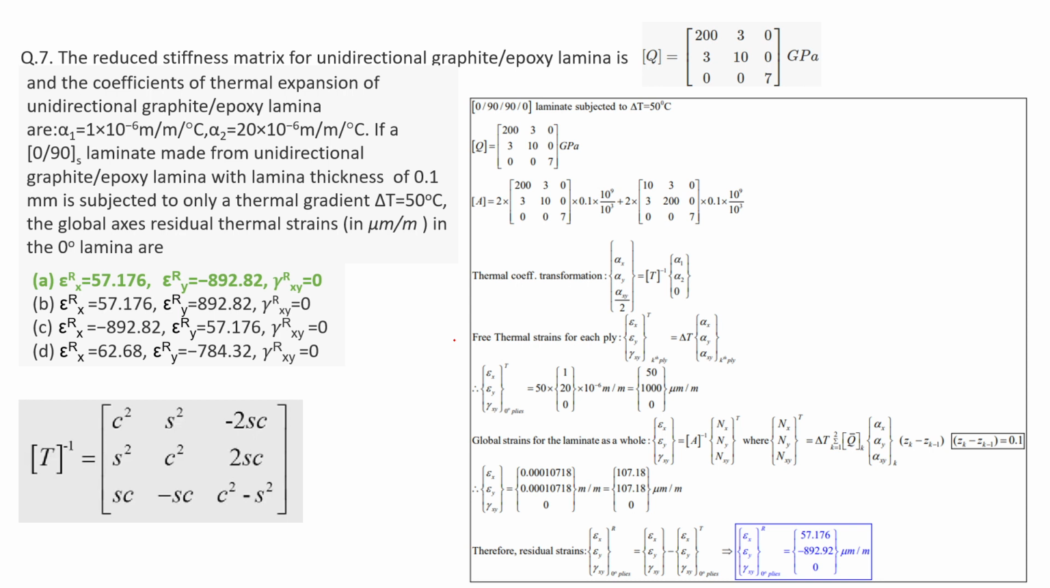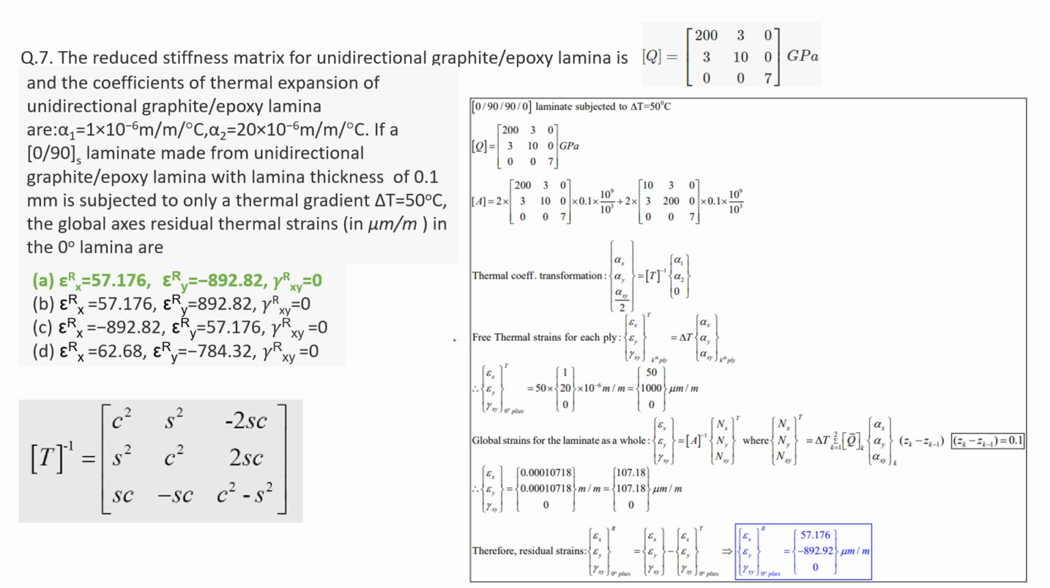So here is the same laminate used like the previous question, which has 0, 90, 90, 0 of 4 laminas. It is given the Q matrix, the reduced stiffness matrix. We consider it for 0, and for 90 we know we have to change the Q11 to Q22. Then we are given the coefficients of thermal expansion of the lamina, that is alpha 1 and alpha 2. And also the thickness of each lamina and the change in temperature.